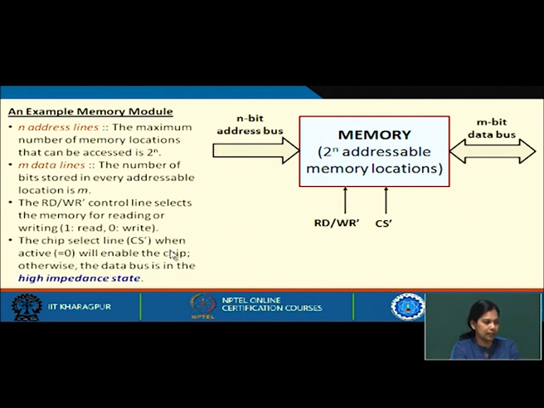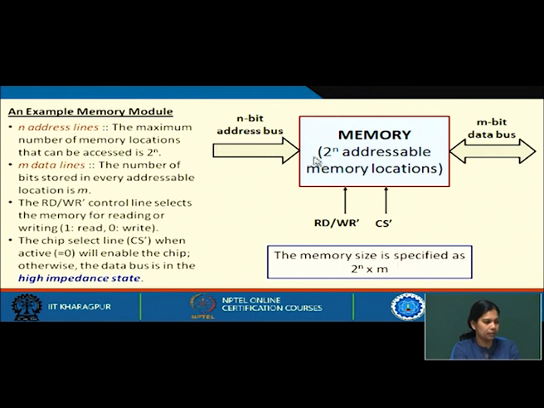As I said, for the chip select line, some chips are active high, and this one is active low, so it is active when it is 0. This will enable the chip when it is 0; otherwise the data bus is in a high impedance state. So this memory module will not be selected in that case.